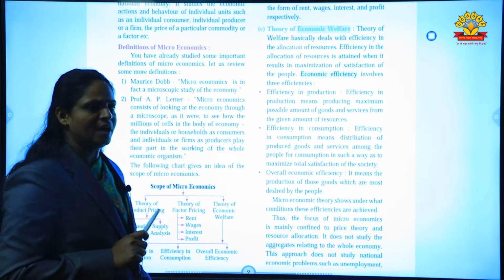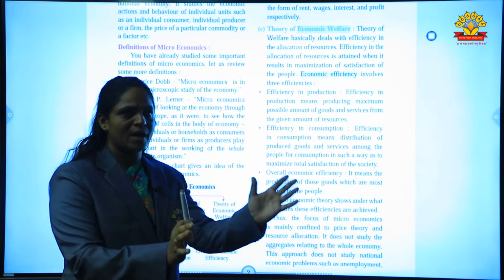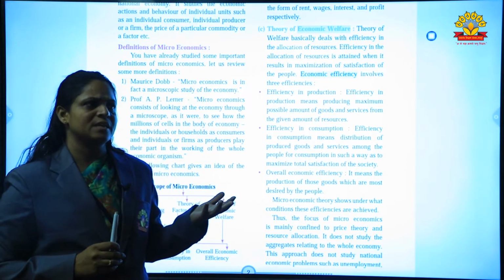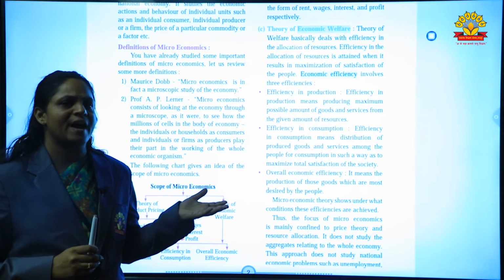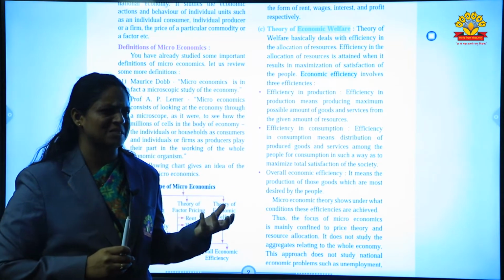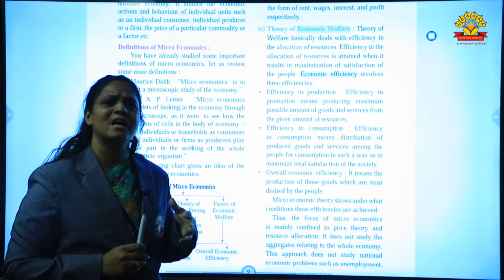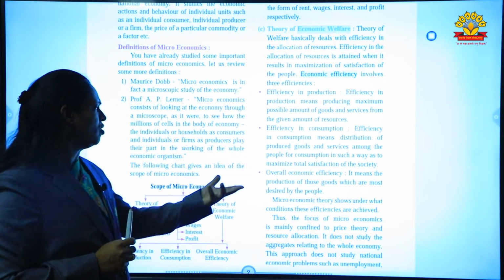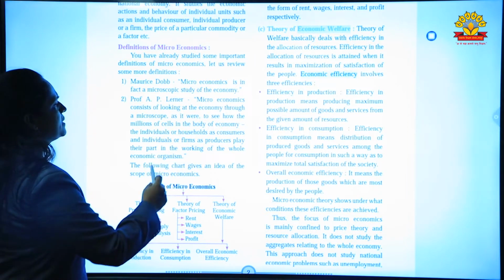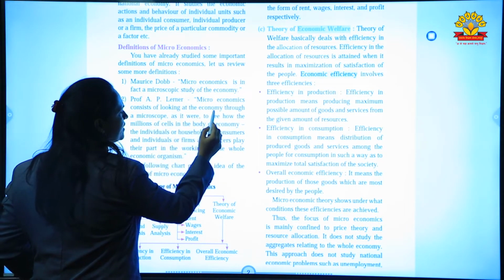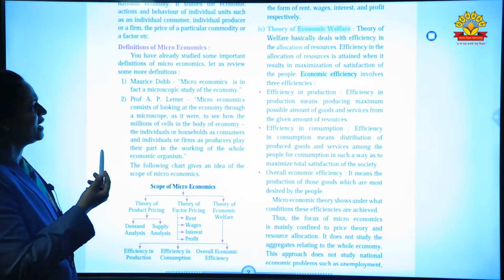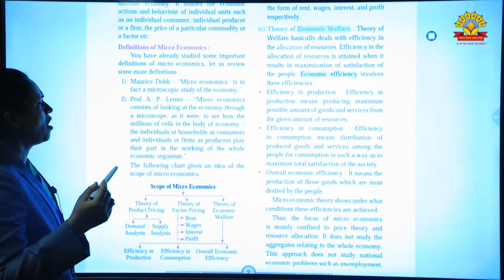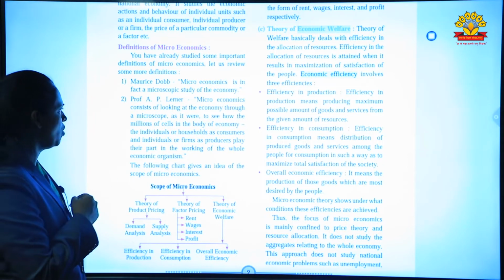A.P. Lerner makes a comparison of our body organism with our economic organism. Our body organism performs its specific functions, likewise our economic organism, meaning producers, individual consumers, buyers, also perform their functions in the economy. We discuss that. Microeconomics consists of looking at the economy through a microscope. Likewise, Maurice Dobb also says that microeconomics is the study of the economy with the help of a microscope.